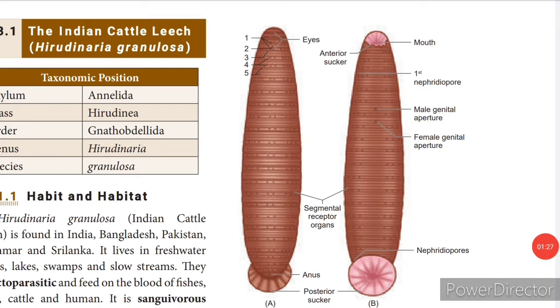Look into the picture, children. Here you can see the external morphology of the leech, which has the dorsal view and the ventral view. A is the dorsal view and B is the ventral view.